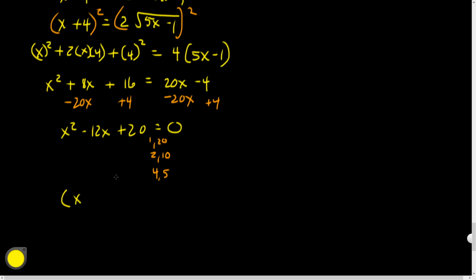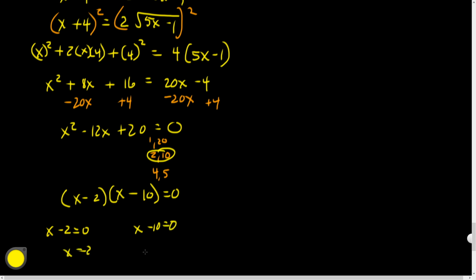So let's see, x with a, which of these add to be 12? The 2 and 10. So x with a 2, x with a 10 equals 0. And they have the same sign because they multiply to be positive and they add to be negative, so minus, minus. And then zero product, x minus 2 equals 0, x minus 10 equals 0. Therefore, x equals 2 and x equals 10.